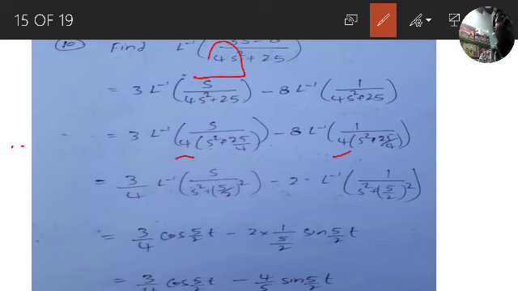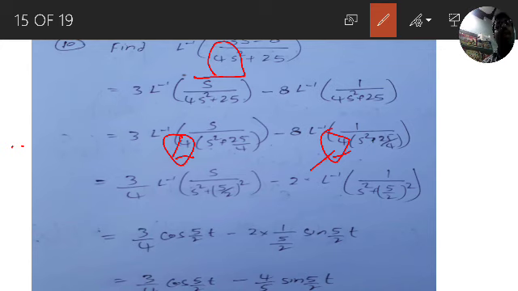Here you are having 4s square. Only in formula, standard formulas, we are having s square. Now you should not have 4s square. That's why you have to take this 4 constant outside. As this 4, take it common. S by 4 common, s square plus 25. 1 by 4 common, s square plus 25 by 4.